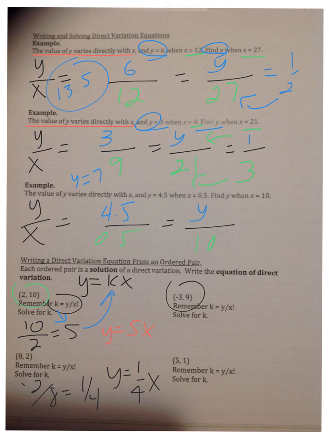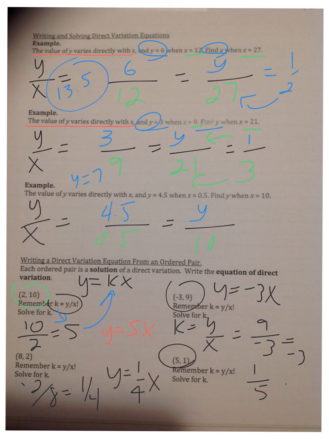Okay. Let's go back up here. We have -3, 9. So k equals y divided by x, which is the same as 9 divided by -3, which is -3. So y equals -3x. Now we have 5, 1. So basically it's 1/5 equals k. y equals 1/5 x.